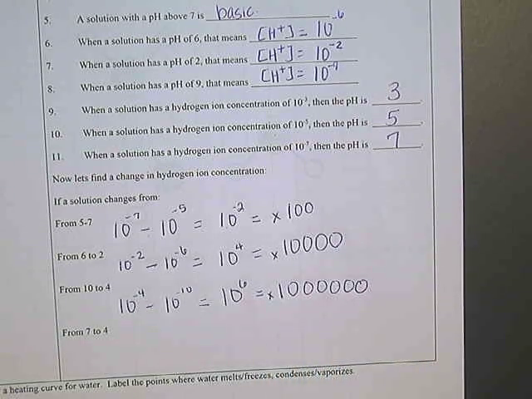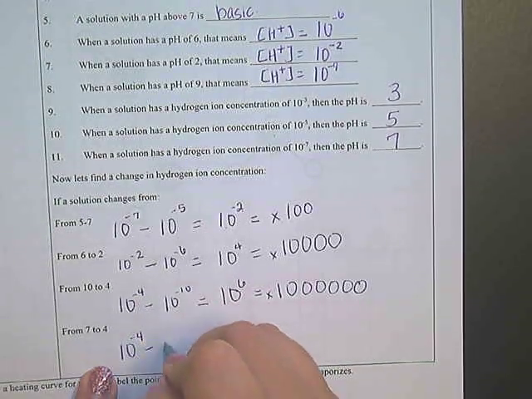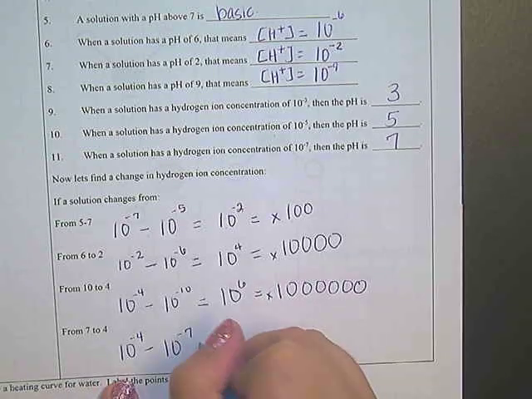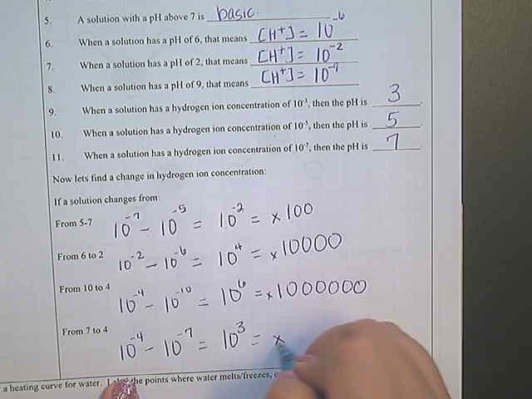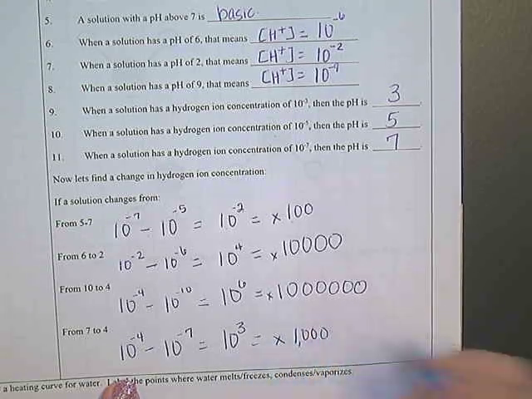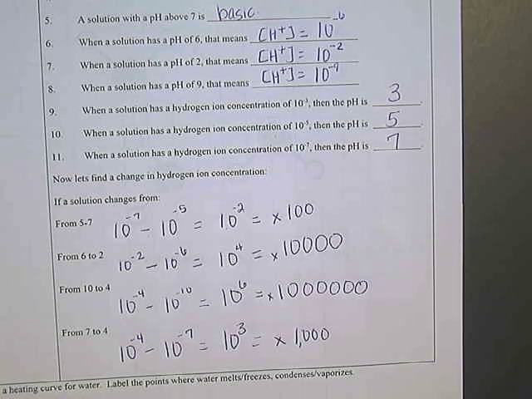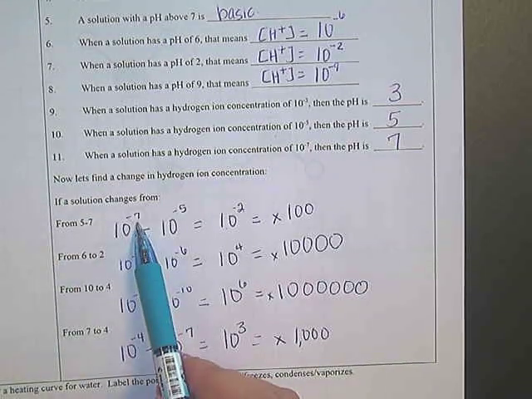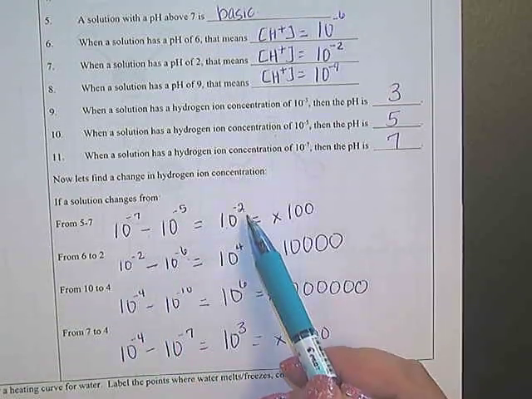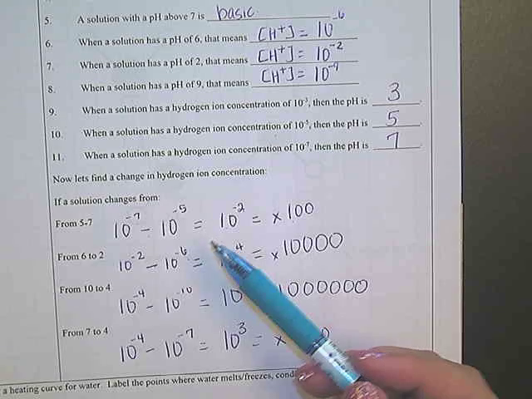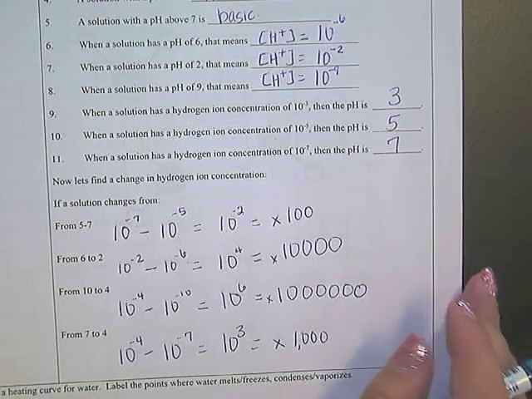And then changing from 7 to 4, 10 to the minus 7. We're going to change by a factor of 10 to the 3. So that is 1,000. You don't indicate whether it's increasing or decreasing. All you're going to do is subtract your exponents, and then that number will tell you by what factor the hydrogen ion concentration changes by.